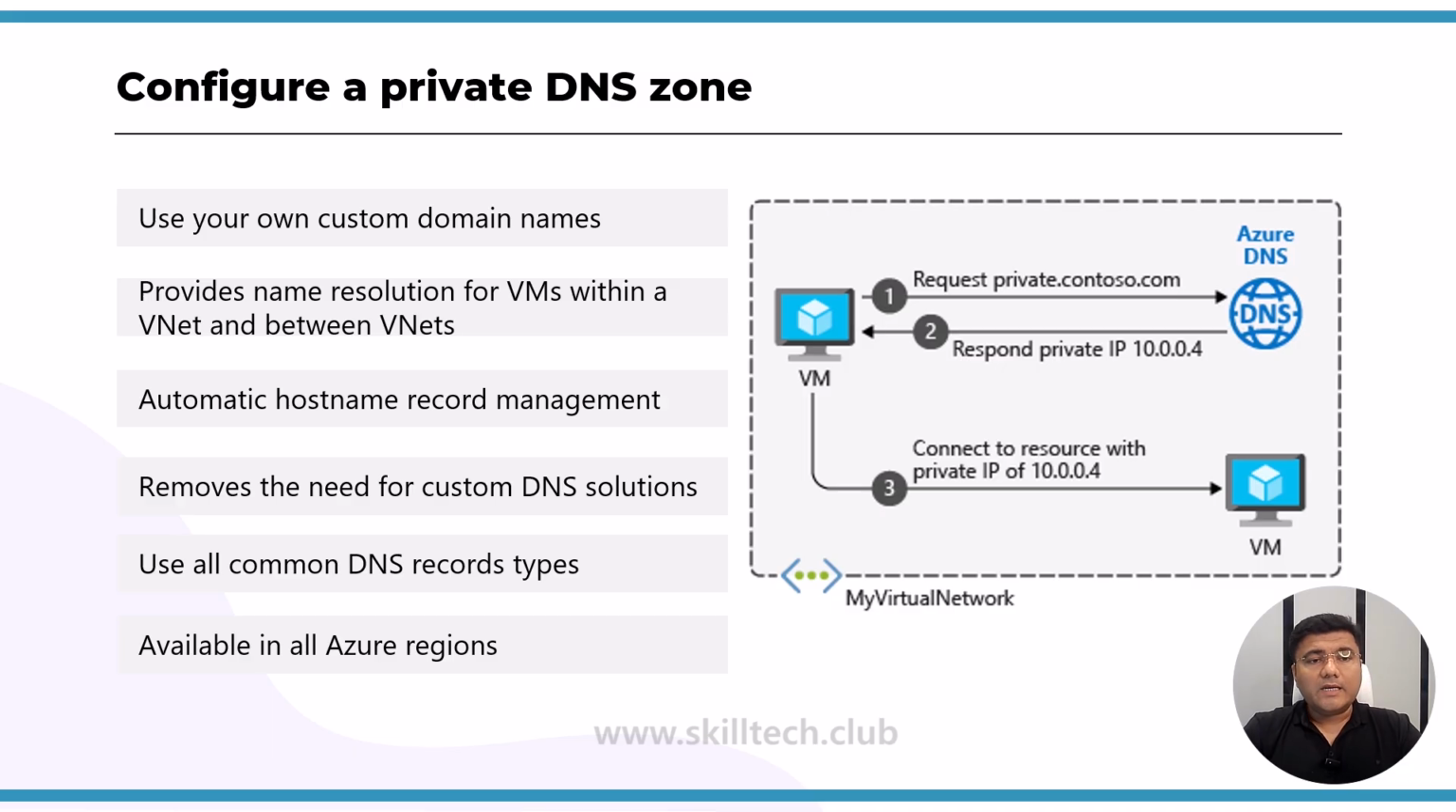It's going to automatically configure the host name record management. It's going to remove the need for custom DNS resolution also, and is going to use all the common DNS record types available in all Azure regions as well. Basically, this is going to give you all the advantages of a public DNS zone, but it's not going to be exposed publicly, so it's going to be taken care of privately inside your virtual network. And as we have mentioned, it is going to allow you to associate between virtual network connections also.